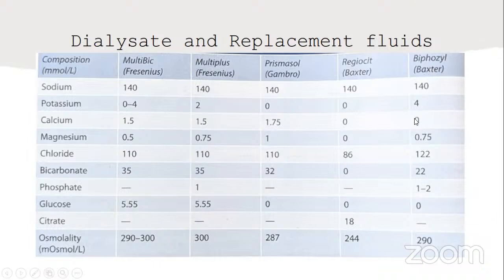Biphozyl is free of calcium. The added advantage of Biphozyl is that it has phosphate around 1 to 2 millimoles. The other dialysate fluids which are available are Prismasol as well as Multibic. Prismasol is a lactate-rich dialysate and replacement fluid, and Multibic doesn't contain lactate. It is mostly bicarbonate based, and the good thing with Multibic is that it has glucose. So those children who have higher lactates or who have hypoglycemia, one can consider using this Multibic from Fresenius, even for the Prismaflex machine also. So we can consider using these replacement fluids.